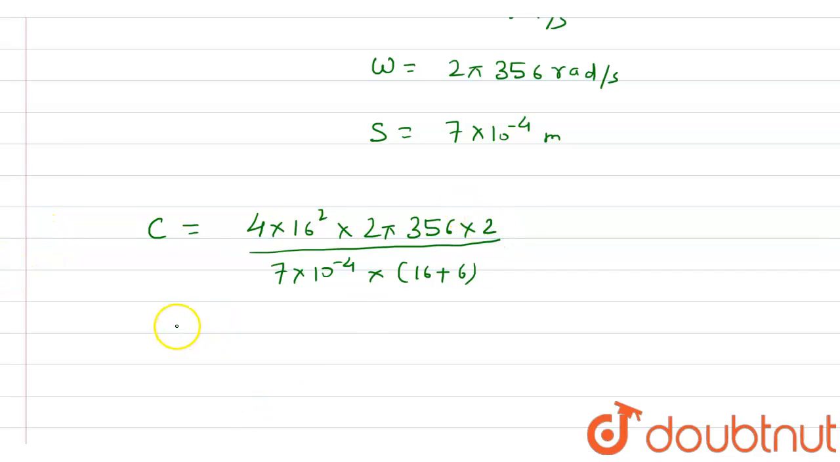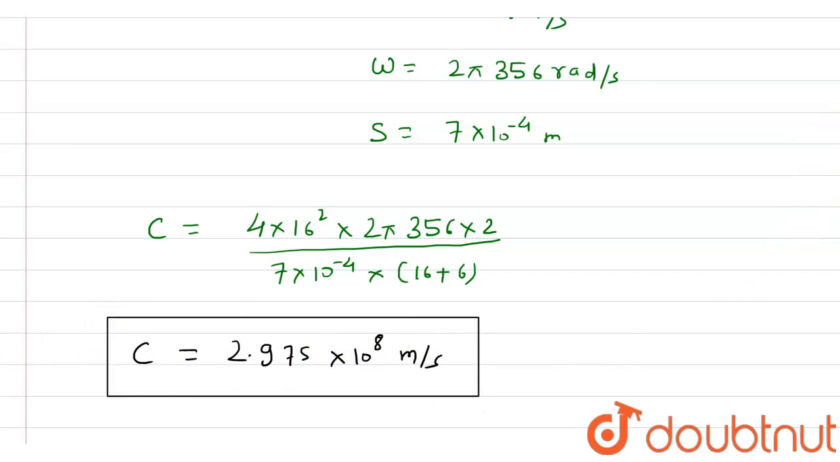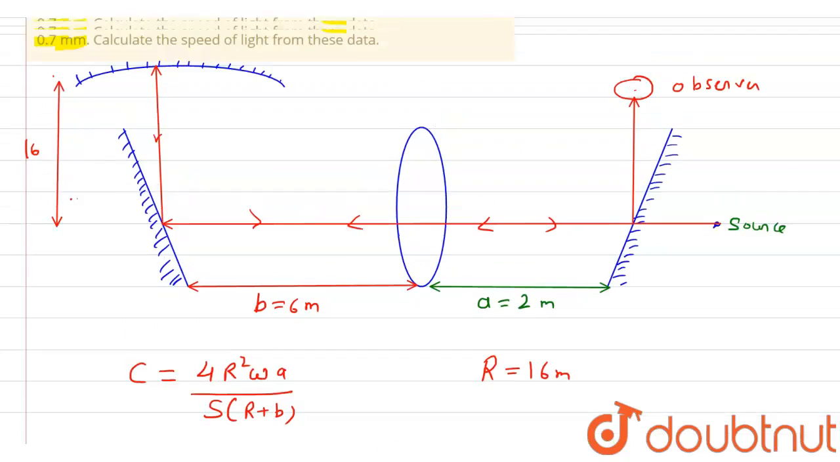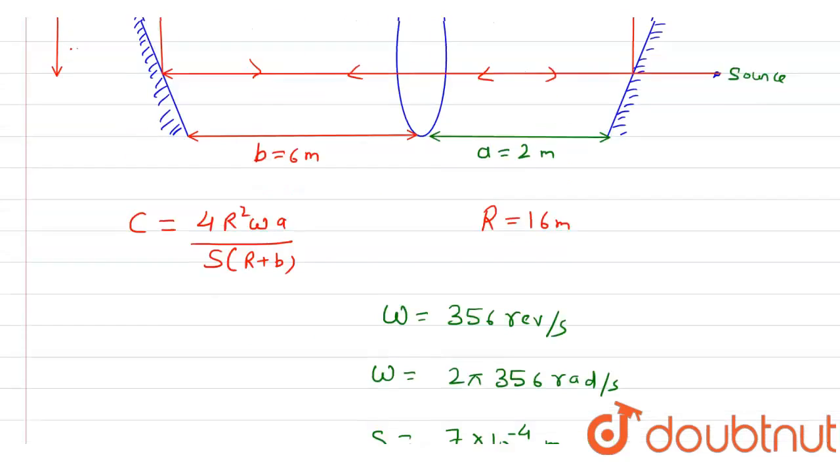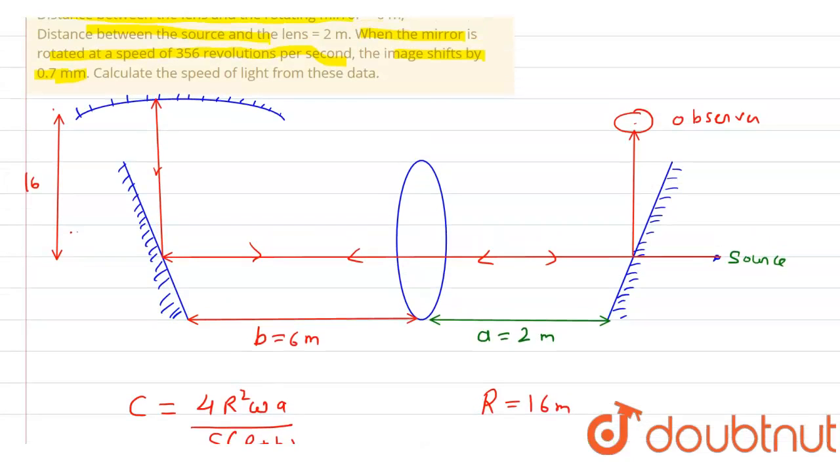Now by doing this and calculating the value of C, we get C is nearly equal to 2.975 into 10 raised to the power 8 meter per second. So this is the final answer that Foucault calculated by using this formula. This is the final value for this question. This is about this question.